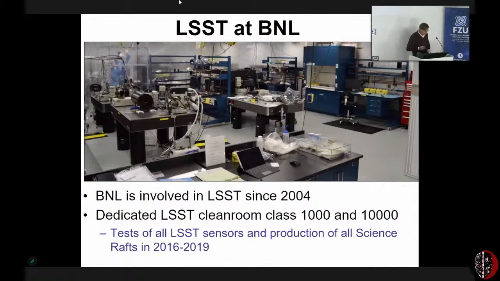BNL was responsible for production of the science rafts, and that's where I spent a few years of my life in this clean room, building and testing this module. That was a major enterprise, and we had a dedicated clean room where we tested all LSST sensors and assembled, produced and tested all science rafts, and that was from 16 to 19.